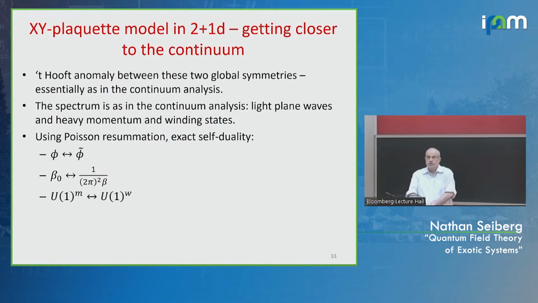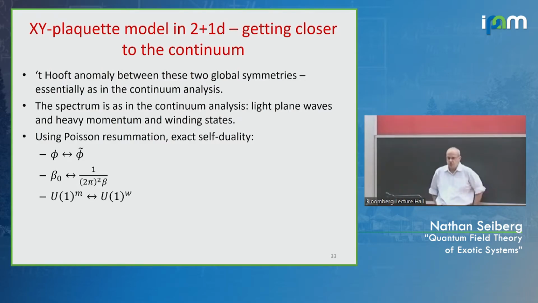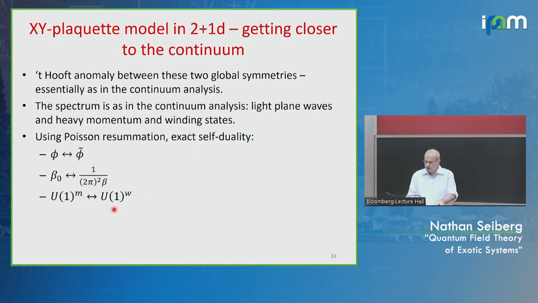And using Poisson resummation on these gauge fields, which was invented by Poisson, of course, it exchanges these two fields, phi and phi tilde. Phi was the field that started the story. We started with the field phi, and phi tilde was a Lagrange multiplier that we made up in order to write the model in a simple way. Now, the Lagrange multiplier and the dynamical fields are exchanged. Beta and beta 0 are exchanged, and the momentum and winding symmetry are also exchanged.